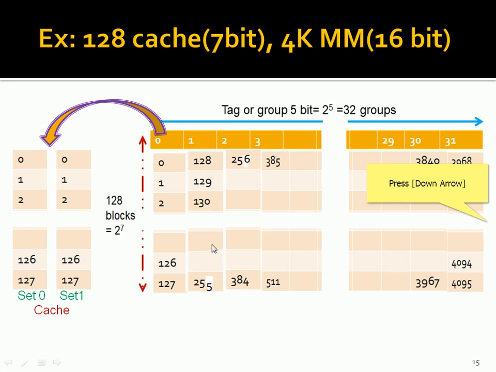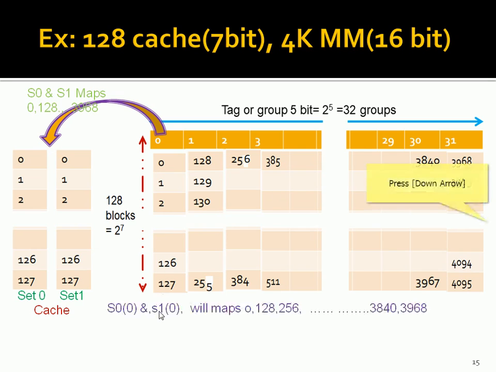So we have what we call mapping. Set 0 and set 1 are able to receive blocks 0, 128, 3968. All of these corresponding row blocks are able to be received in the corresponding row of the set, that is either set 0 or set 1. In a more elaborate way, set 0 of 0th position and set 1 of 0th position will be able to receive 0, 128, 256, 3840, 3968. So set 0 and set 1 of 0th position will be able to receive all these, right?